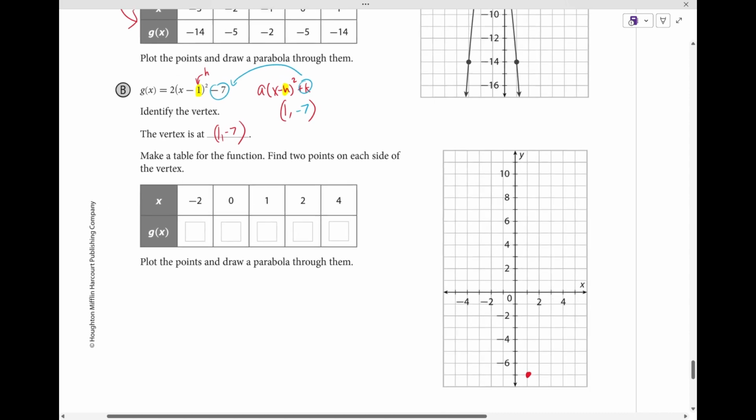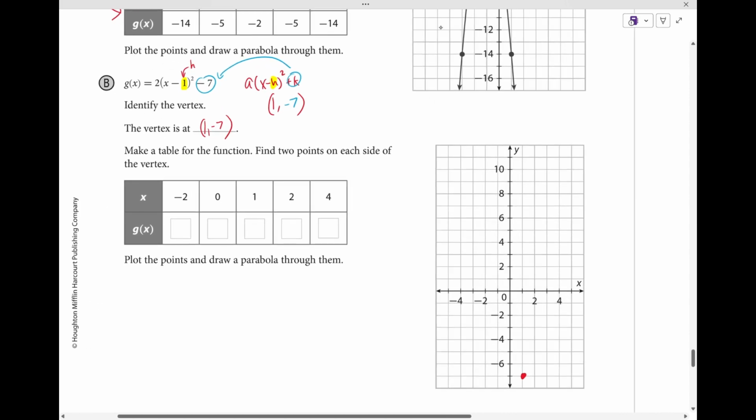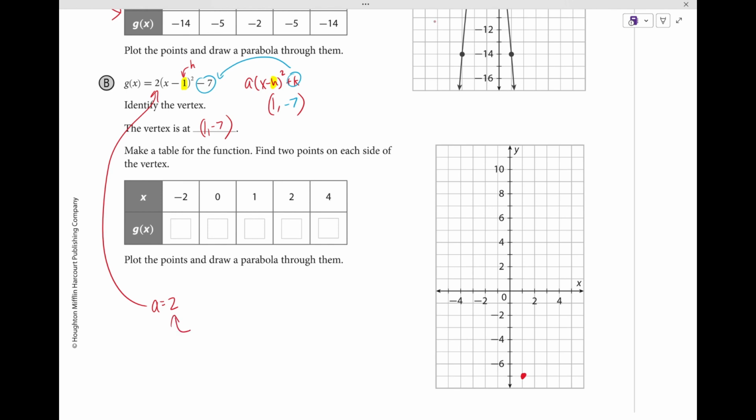Alright. Let's look at our a value. My a value is 2. Since this is a positive number, that's going to tell me my graph is going to open upward like this. So when I do my points, I should expect it to look like that. Also, the absolute value of a is greater than 1, meaning that it's going to be a vertical stretch, so it might look kind of narrow, a little bit more like that.